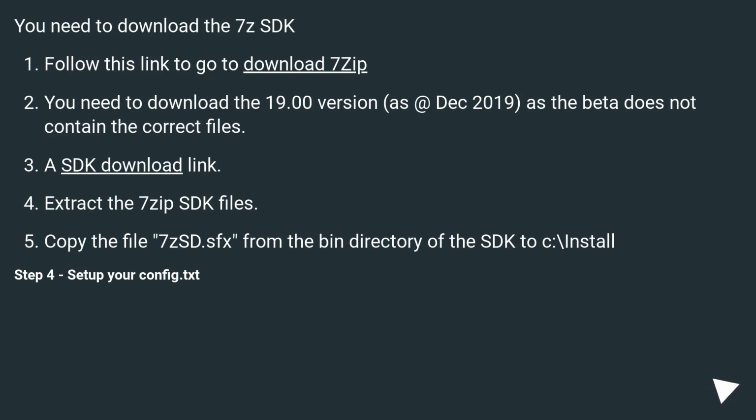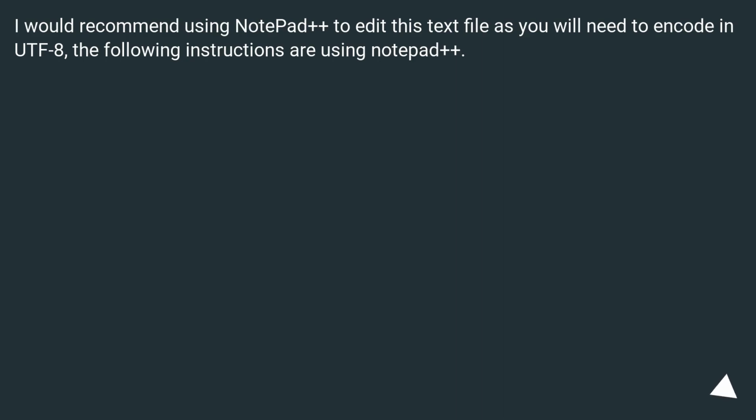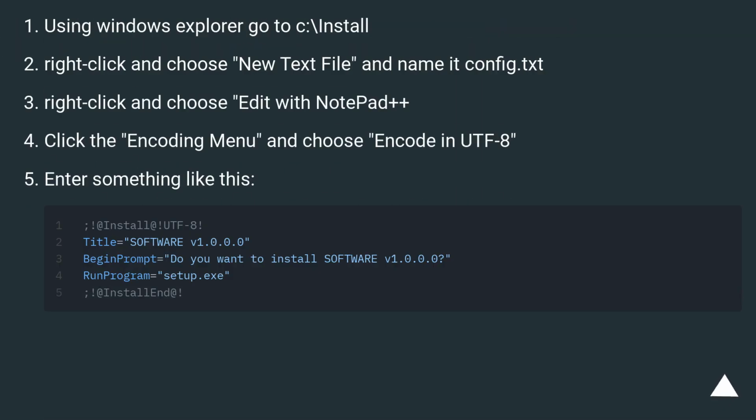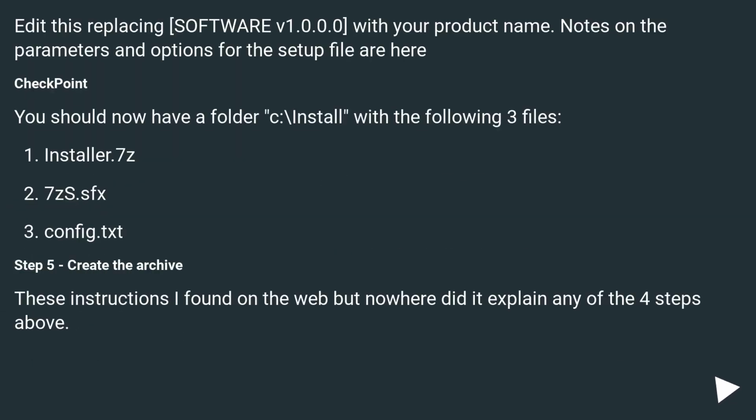Step 4. Set up your config.txt. I would recommend using Notepad++ to edit this text file, as you will need to encode it as UTF-8. The following instructions are using Notepad++. Using Windows Explorer, go to C:\bar. Enter something like this. Edit this, replacing Software v1.0.0.0 with your product name. Notes on the parameters and options for the setup file are here.